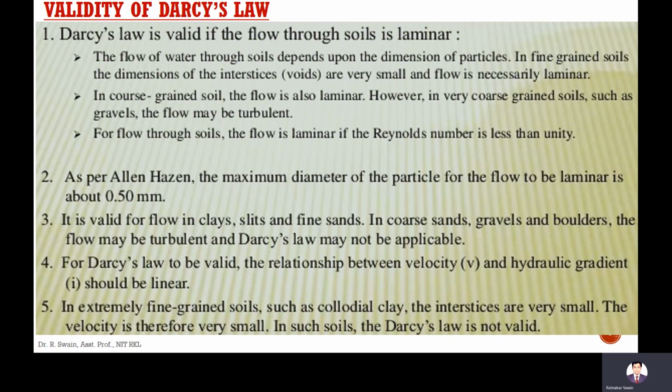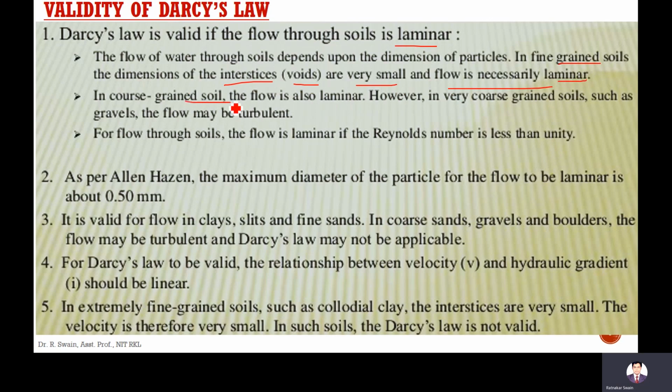Next is the validity of Darcy's law. When is Darcy's law valid? Is it valid in all types of soils, for all types of flow? First, Darcy's law is valid if the flow through the soil is laminar, and the flow of water through soil depends upon the dimension of the particles. In fine-grained soils, the dimension of the voids or interstices is very small, so the flow is laminar. It is compulsorily laminar. Flow cannot be turbulent.